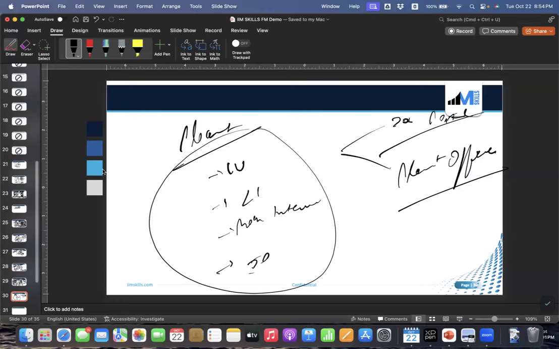Devika, both are equally good. Financial modeling and investment banking, both are equally good. It totally depends on what skill set you are looking for.